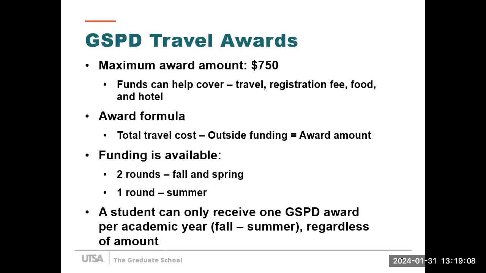A student or postdoc can only receive 1 GSPD, Graduate Student Professional Development Award, per academic year. Academic year is fall, spring, summer. So we are in the second of 3 semesters for this academic year. You can receive 1. Even if you received only $200, you can't apply again to get the additional funds that go up to $750. $750 is simply a maximum amount on 1 award.